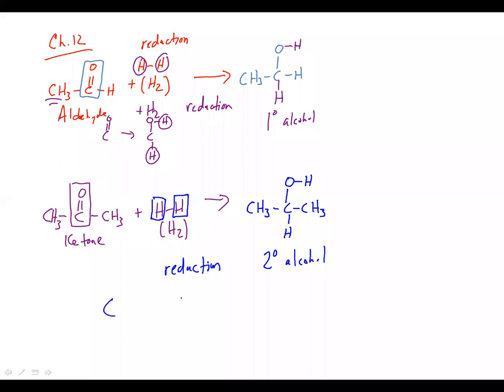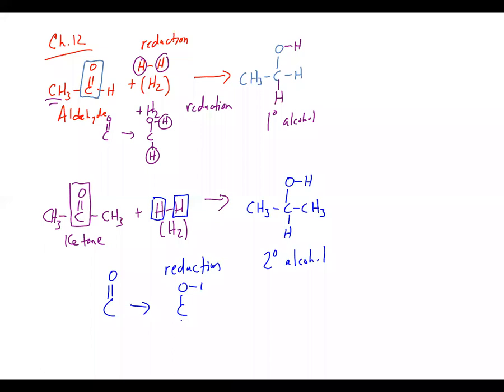Wherever that carbon-oxygen double bond is, turn it into a single bond, add an H to the O, don't press down, add an H to the O there, and then add an H to the carbon. Any question on those two reactions? So I just wanted to make sure I clarified those reactions.